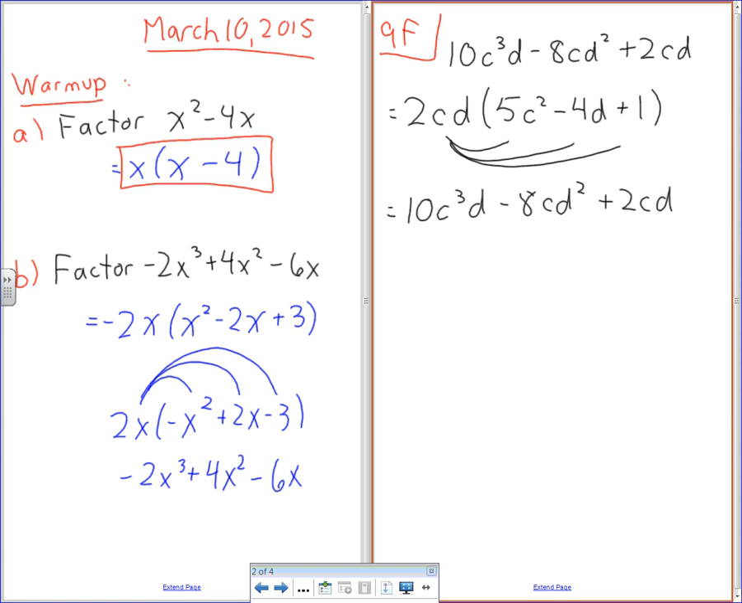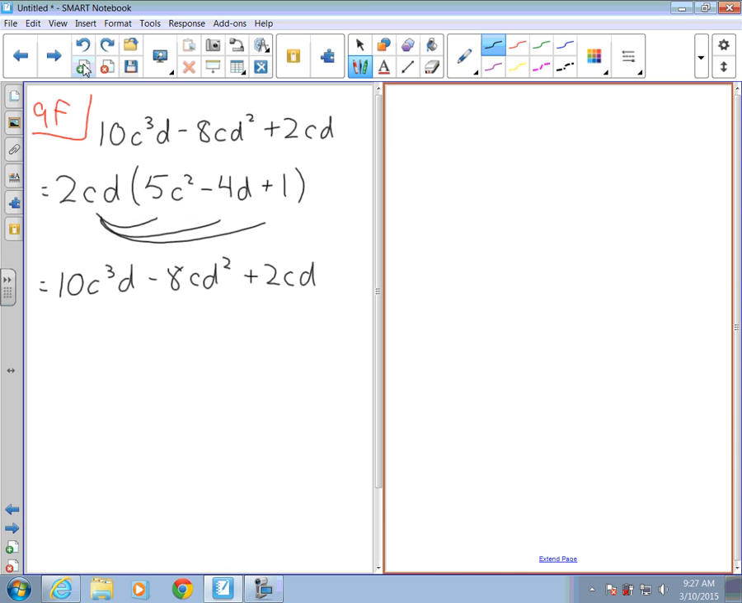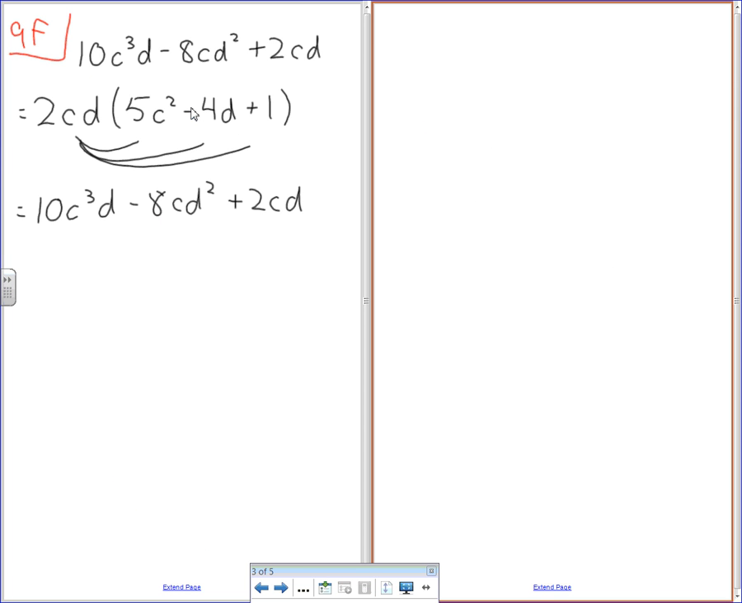Okay, 10B and 10F. 10B I'm going to do myself, 10F I'll give you guys a chance to try. So 10B looks like this.